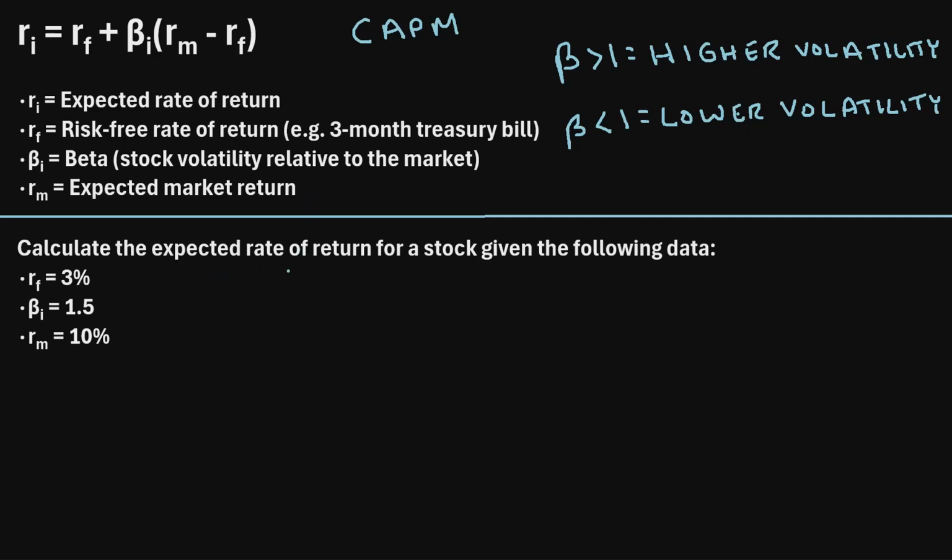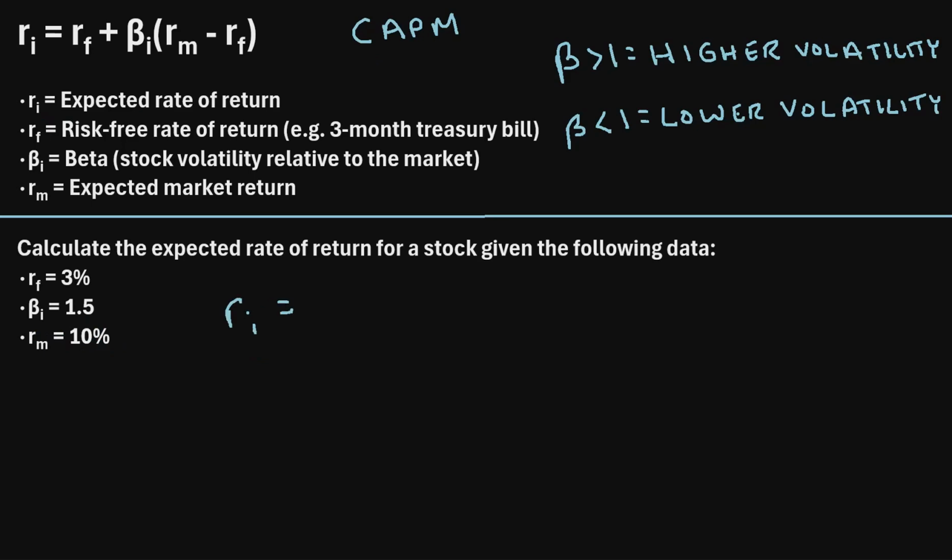This says calculate the expected rate of return for a stock given the following data. R sub F is 3%, so the risk-free rate of return is 3%. Beta sub I, so the beta for this given stock is 1.5, and R sub M, the expected market return, is 10%.